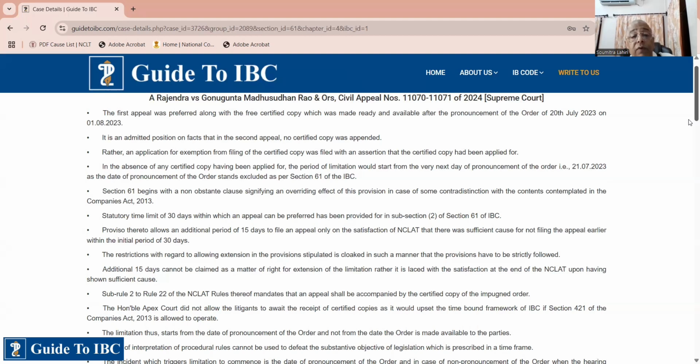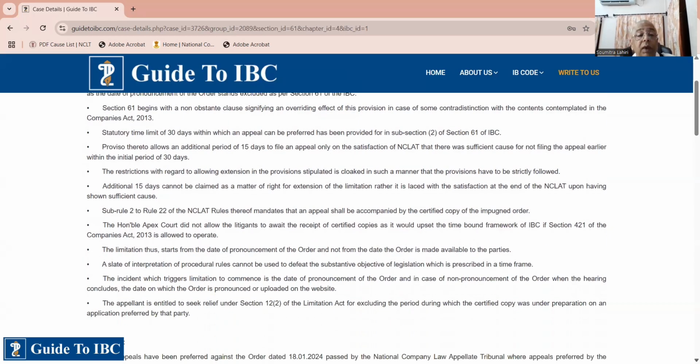Sub-rule 2 of Rule 22 of the NCLAT Rules mandates that the appeal shall be accompanied by a certified copy of the appealed order. So, ultimately, the court came to the view that the incident which triggers limitation to commence is the date of pronouncement of the order. And in the case of non-pronouncement of the order, when the hearing concludes, the date on which the order is uploaded on the website.